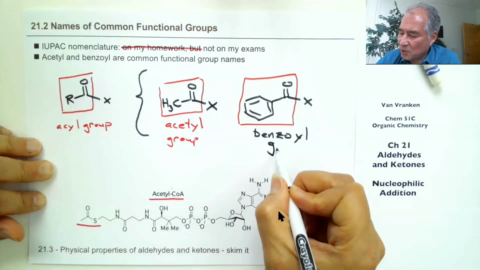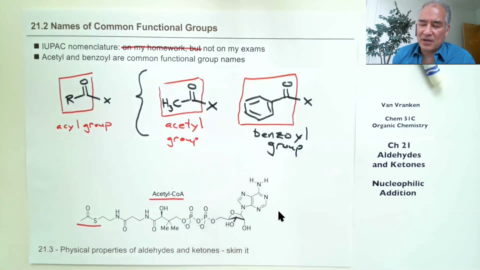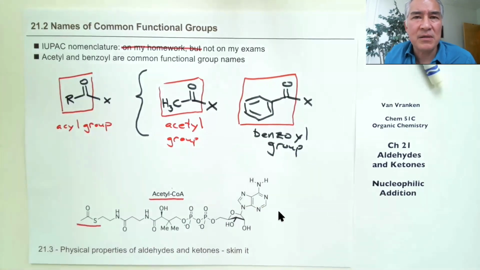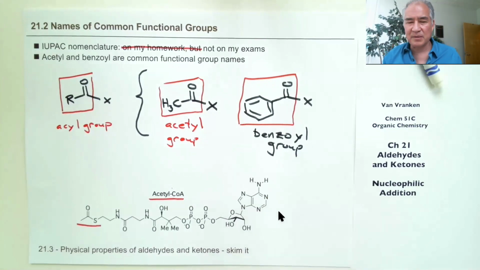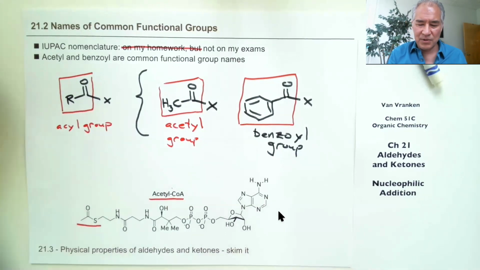And that's a benzoyl group. I think I meant to cover that in red. Okay, so you need to know the names acetyl and benzoyl. They're so common, right? If you're going to memorize the name of two acyl groups that are useful, then those are the ones you need to know.